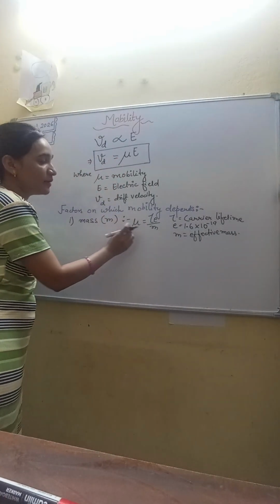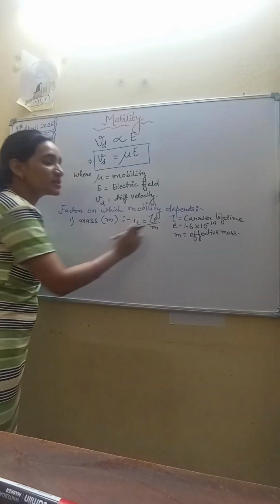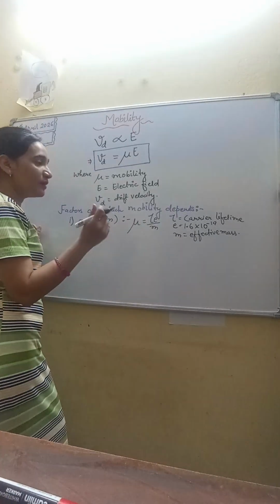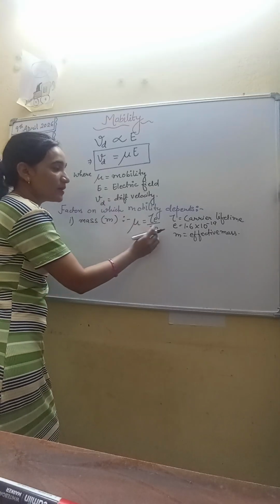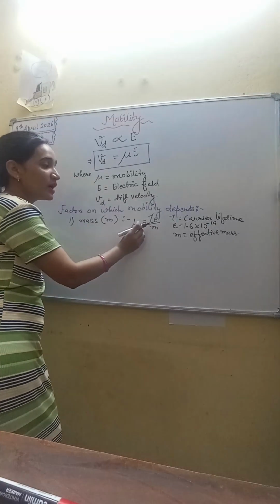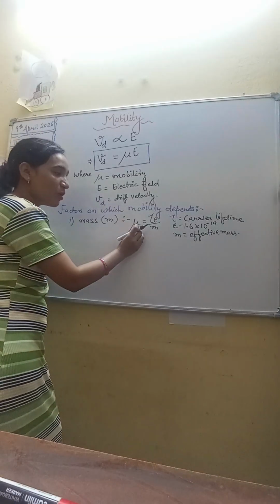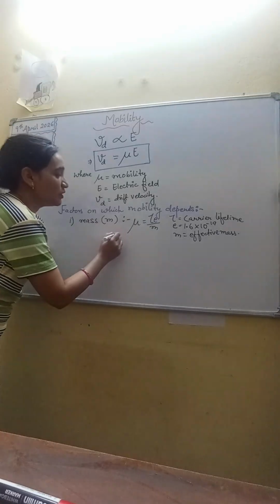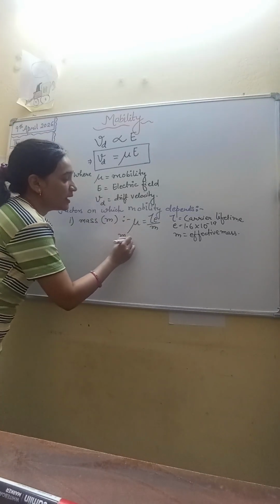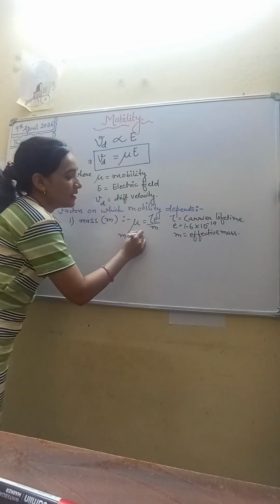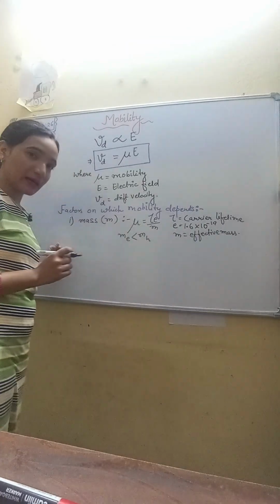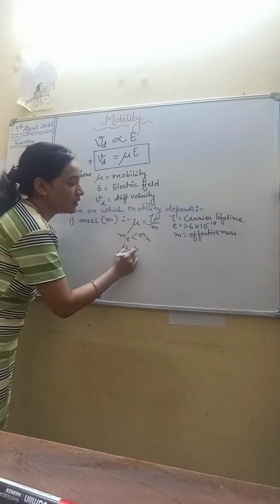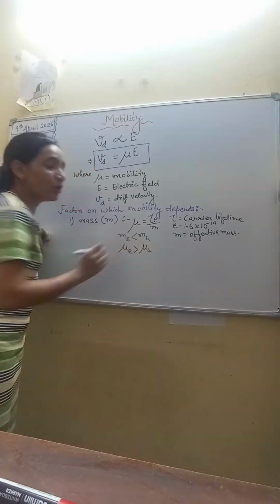So here we can see mobility is inversely proportional to mass. If the mass is more, then the mobility will be less, and if the mobility is more, then the mass will be less. And we know the mass of an electron is less than the mass of a hole. So the mobility of an electron will be more than the mobility of a hole.